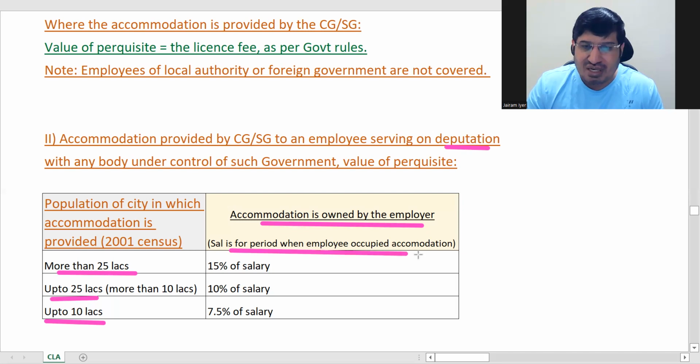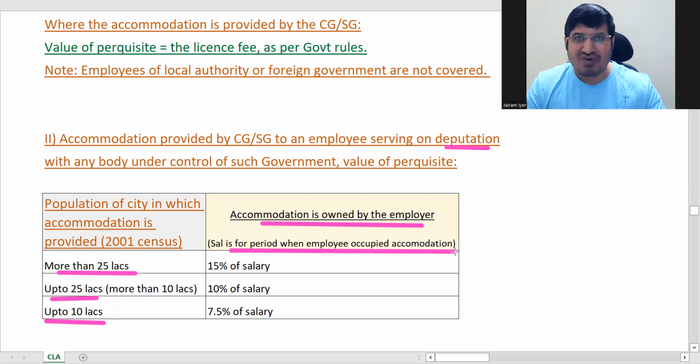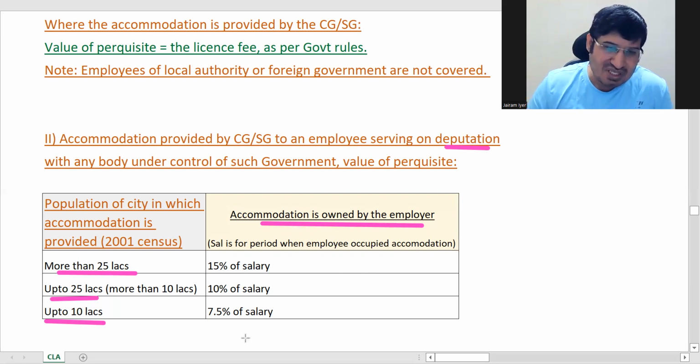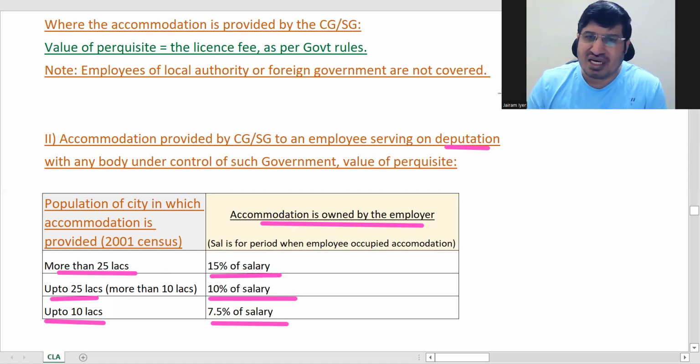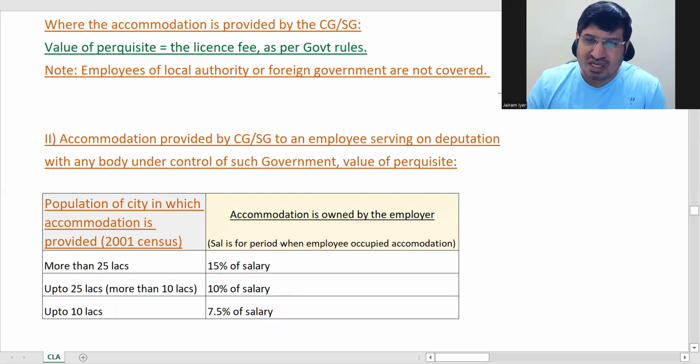Salary is for the period when the employee occupied the accommodation. Same thing we did in house rent allowance also, correct? So it will always be considered for the period when the accommodation is occupied. There it was the period during which the rented accommodation is occupied in HRA. So here you just have to do this: up to 10 lakhs, 7.5% of salary; up to 25 lakhs, 10% of salary; more than 25 lakhs, 15% of salary.